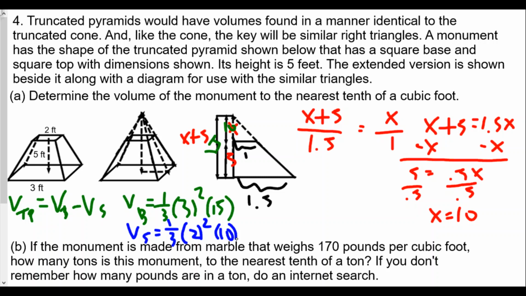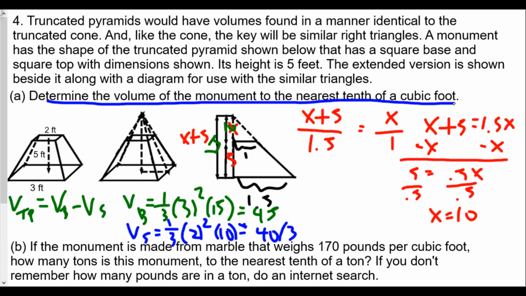And so now what we do is we put it together, and now we can actually find each value. So here, if we do 1/3 times 9, because 3 squared is 9, that's 3 times 15 is 45. Now this was a little bit trickier because of the fraction 1/3. Well, 2 squared is 4, times 10 is 40, so 40 divided by 3, so 40 over 3. Now we want to determine the volume of the monument to the nearest tenth of a cubic foot. So let's take 45 minus 40 over 3.